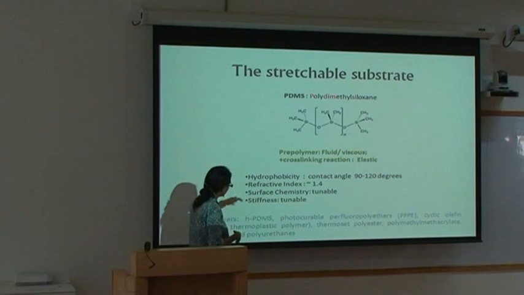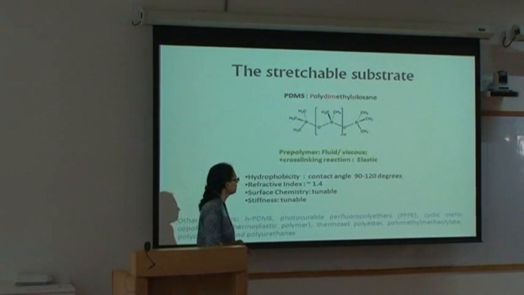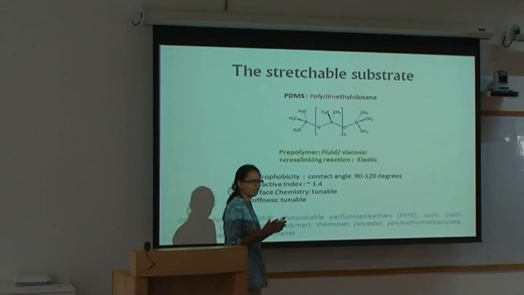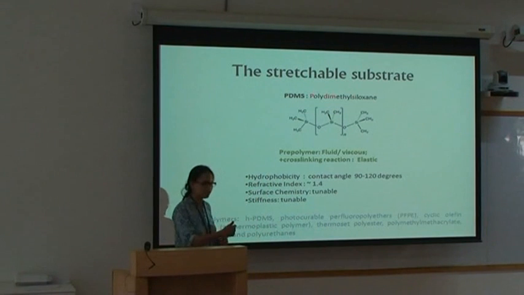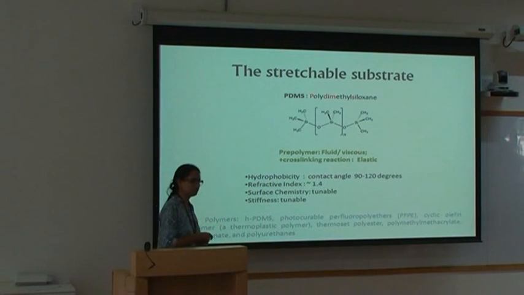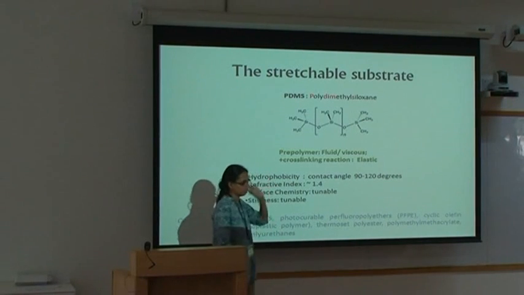And with respect to surface chemistry, it's tunable. I've just written one word because you can do a lot to it. You can oxidize it so it becomes more like glass, and then you can plasma treat it. There are more free radicals on it to which you can add things. You can do covalent chemistry. There's a huge lot of things you can do on that.